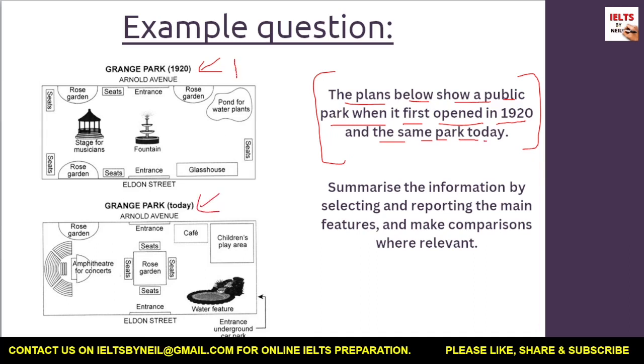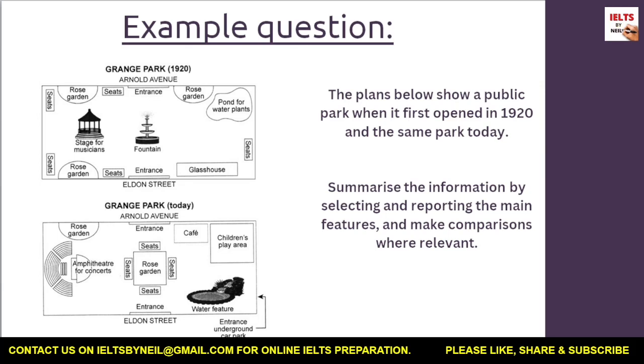So this is the past, as we can see, is 1920, and today means this is present. Okay. Name of the park is Grange Park. Okay. Now let's try to do this together. Now, first of all, what we have to do is let's find out the general features of this park.